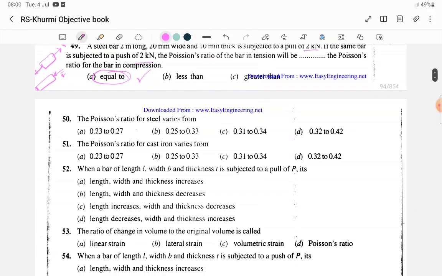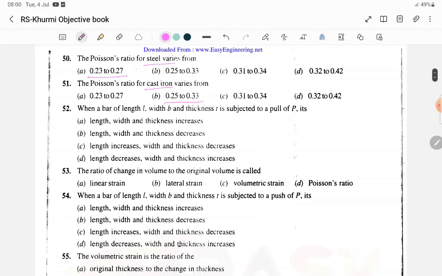The Poisson's ratio of steel varies within a range, and they will ask these questions in the exam. So for steel and cast iron, you have to remember. What is it for steel? It's 0.23 to 0.27. Next, what is it for cast iron? It should be 0.25 to 0.33.